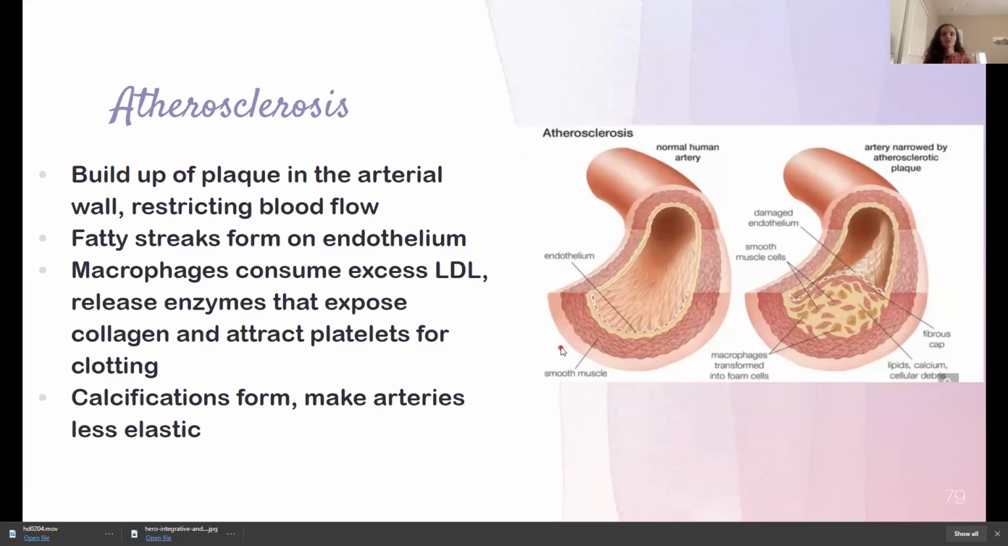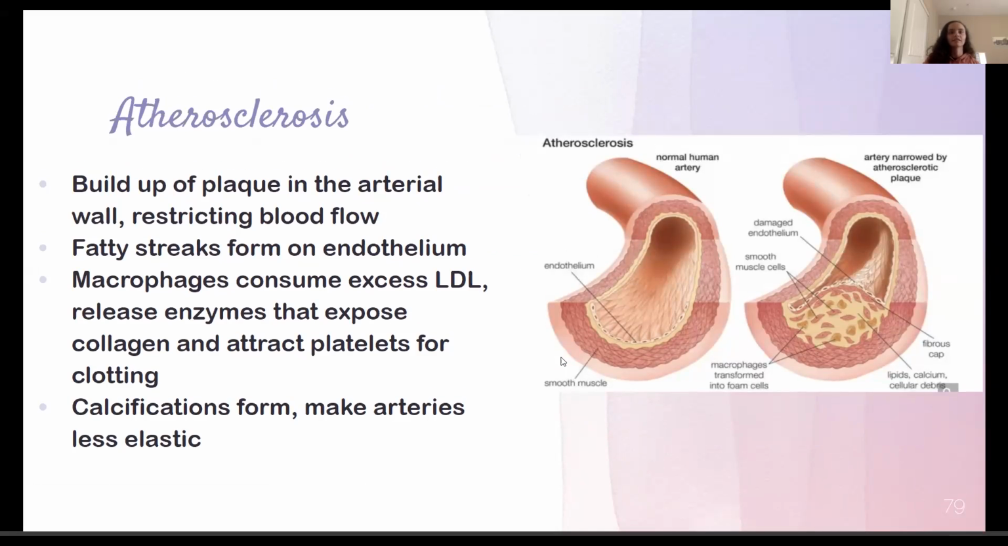So atherosclerosis is a disease where basically your arteries are clogged up. That's going to be due to fats and cholesterol clogging up the arterial walls. It's the buildup of plaque in the artery wall, and it can actually be deadly over time because it'll restrict the blood flow. What happens is you have fatty streaks forming on the arterial wall endothelium.